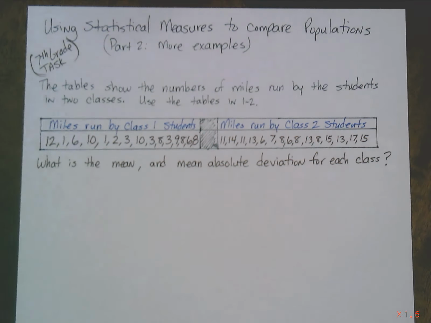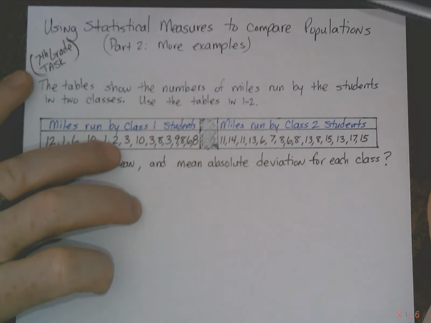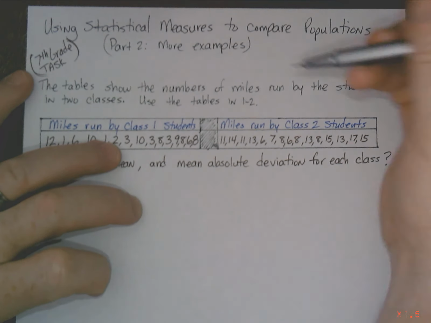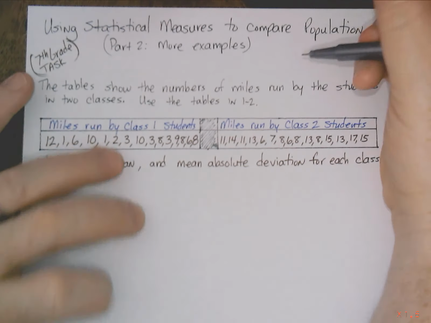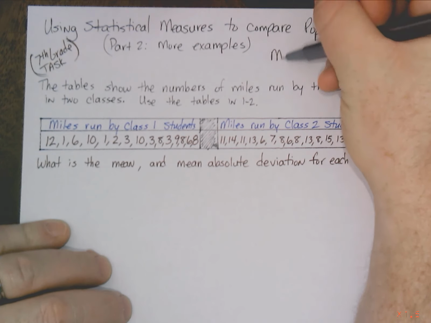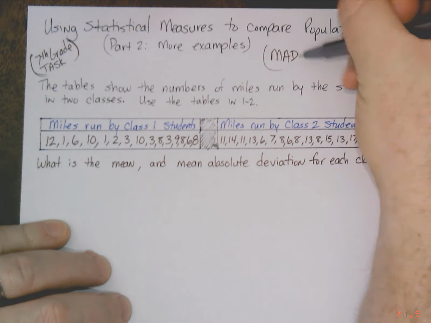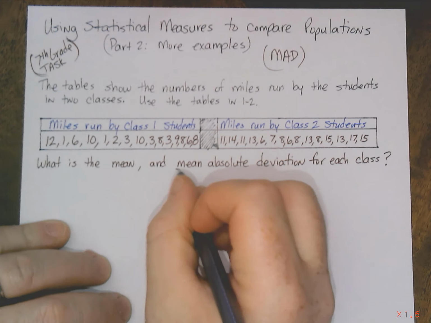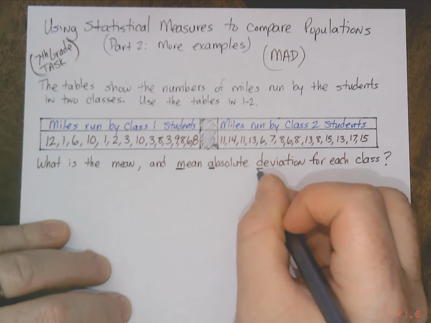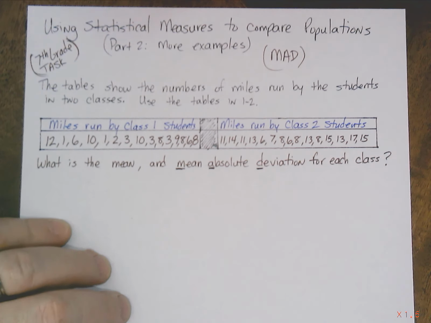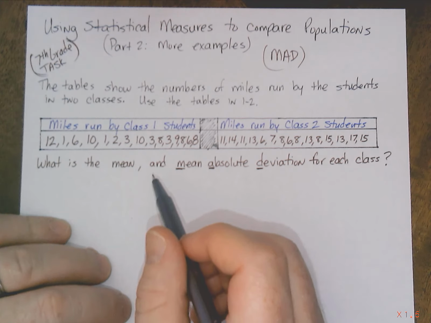Hey guys, I'm going to do another example of this topic of using statistical measures to compare populations. Really what they're talking about here is you guys know how to compare box plots and box and whisker plots by simply looking at it, comparing the average, the median. But here we're really focused on what we call the MAD, the mean absolute deviation. Okay? That's really what we're doing here in this example. That's really what this chapter is mostly about.